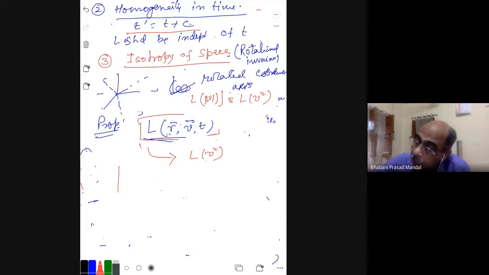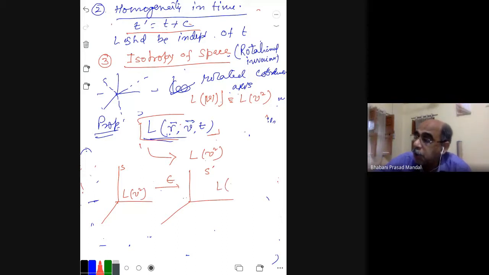Now let us consider two inertial frames. This is S prime, this is S. This inertial frame is moving with a small velocity epsilon, and the Lagrangian according to the observer of this frame is V square. So the Lagrangian according to this frame will be V prime square, where V prime will be your V plus epsilon, right? Because this S prime frame, also an inertial frame, is moving with a small velocity epsilon. Epsilon is a small velocity.